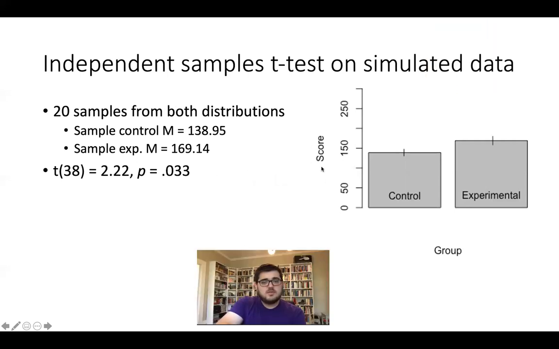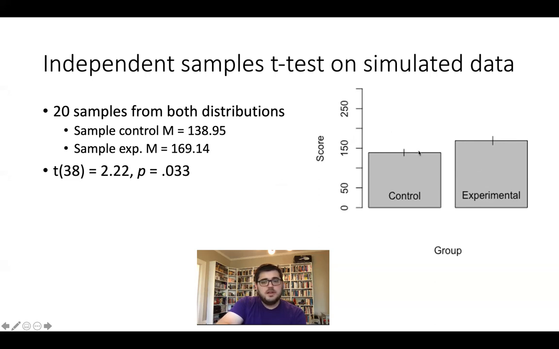So I have test scores. This wouldn't really be an exam. I was actually thinking bowling scores. You have the control group, the mean is 138.95. That's based on, I think, 40 people in the control group. This is made up data. That's the sample mean for the control group. For the experimental group, they got a higher score.